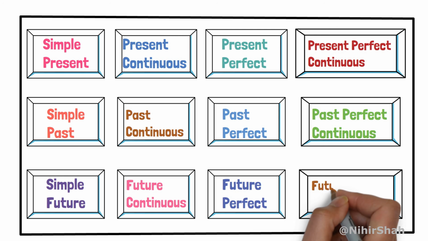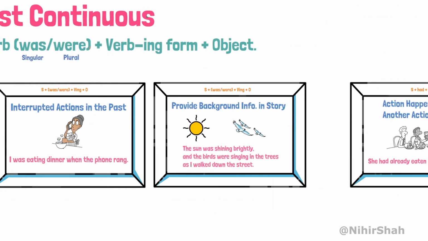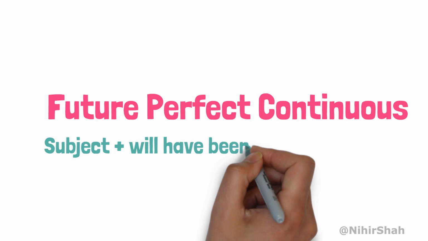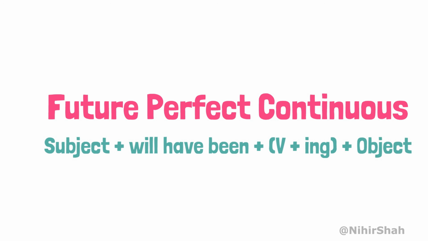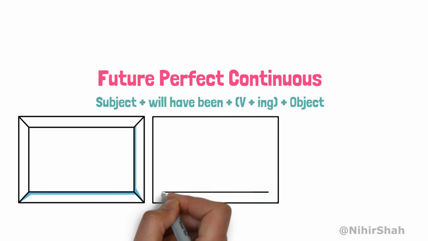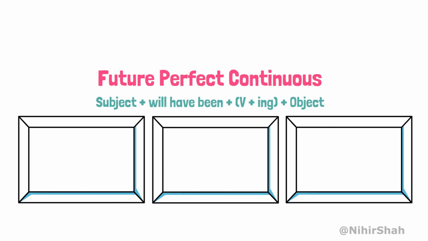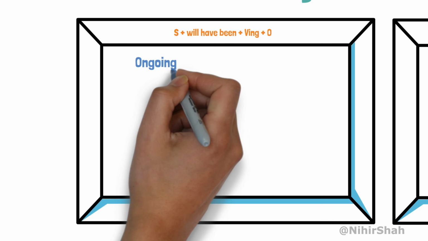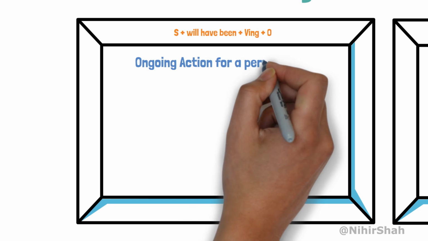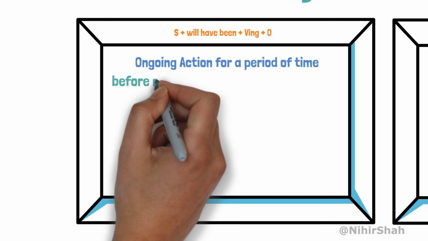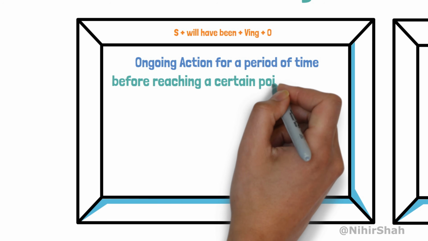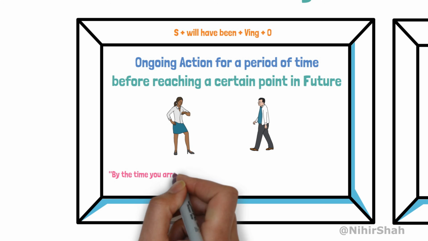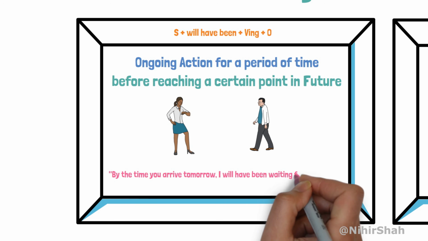Number 12, future perfect continuous tense. The sentence structure is subject plus will have been plus verb's ing form plus object. The future perfect continuous tense is typically used in following context. Number 1, to describe actions or situations that will have been ongoing for a period of time before reaching a certain point or event in the future. For example, by the time you arrive tomorrow, I will have been waiting for 2 hours.